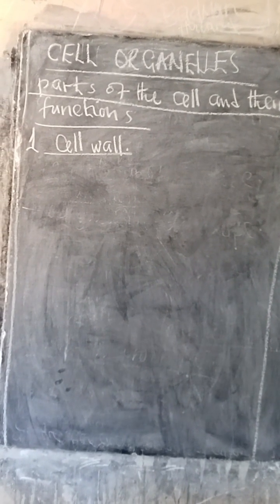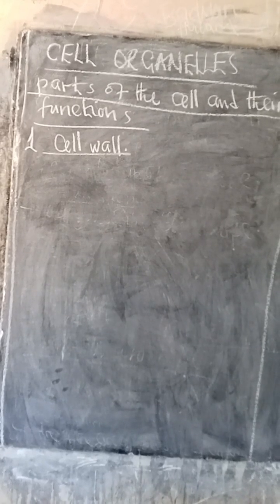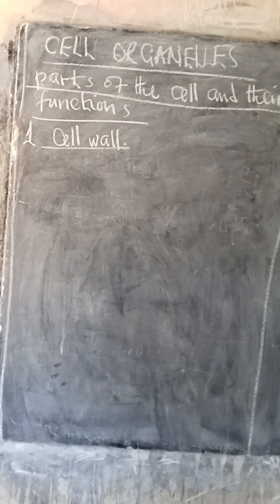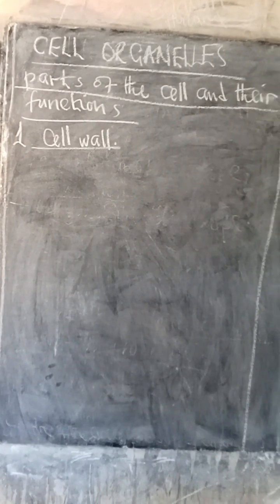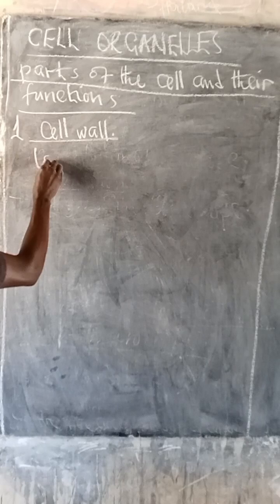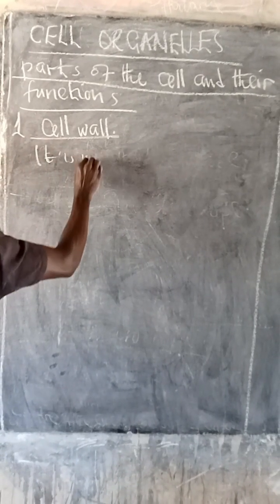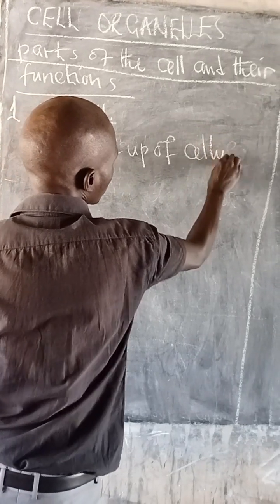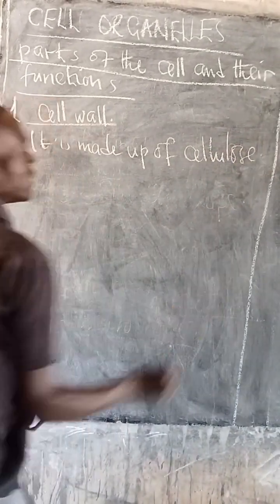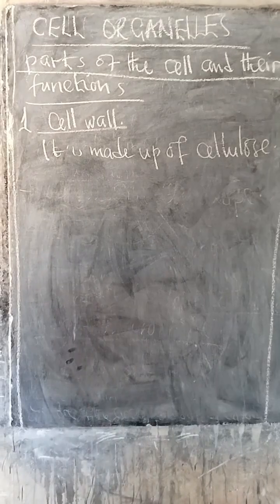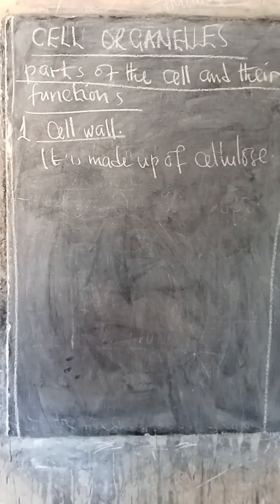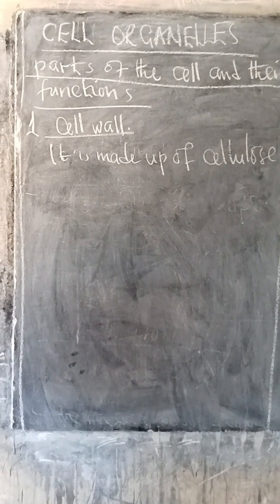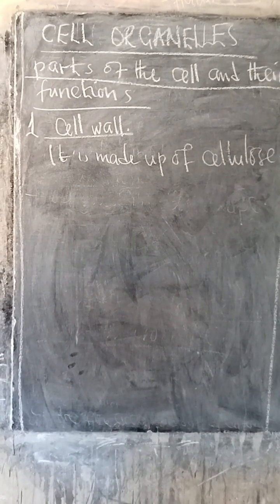And we're going to start with the cell wall. We said the cell wall is the structure that is only found in plant cells and it is not in the animal cell. The cell wall is made up of cellulose. Cellulose is a non-living component of the plant cell, and it is the structure that makes the plant cell appear rigid or tough, and that gives the cell its shape.